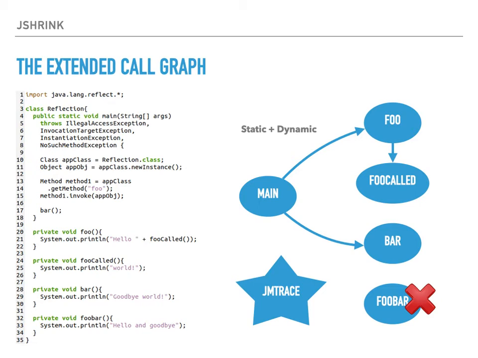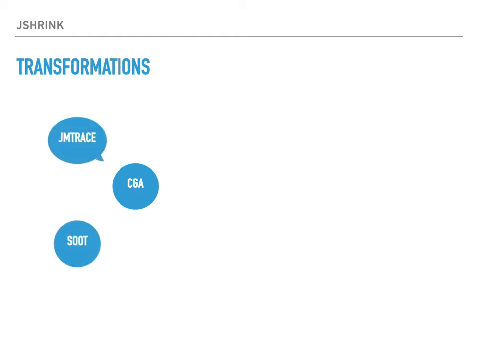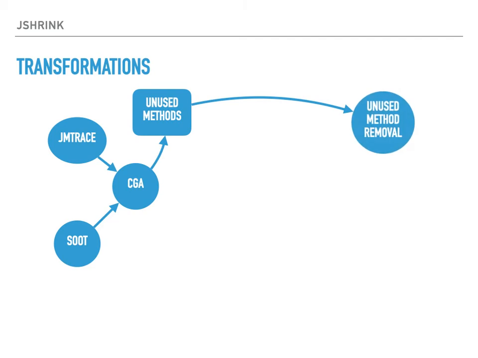Our dynamic analysis is carried out by JMTrace. JMTrace is a JVM plugin that records all the methods executed in a particular run. Using this information, we can begin applying transformations at the Java bytecode level. We start with the call graph that we built using JMTrace and Soot. As shown in the previous slide, we can easily determine the unused methods and then carry out unused method removal.